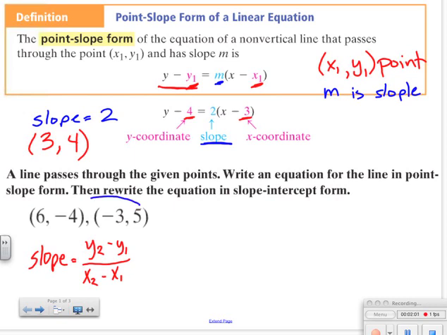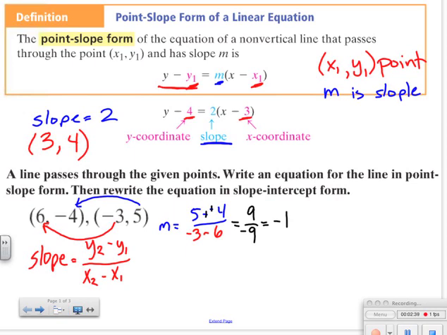So I'm going to take 5 minus negative 4. So the slope, or my m, is equal to 5 minus negative 4 all over the difference in the x's, which is negative 3 minus 6. So I'm going to reduce that. And 5 minus negative 4 is going to become plus. So 5 plus 4 is 9, divided by negative 3 minus 6, which is negative 9. And when I simplify that, I get negative 1.